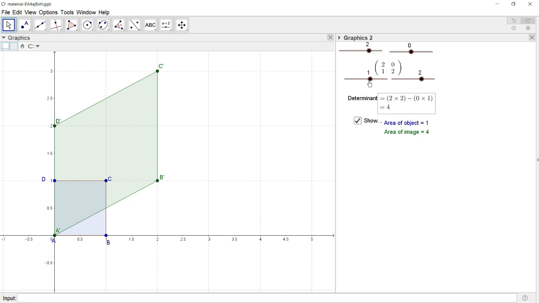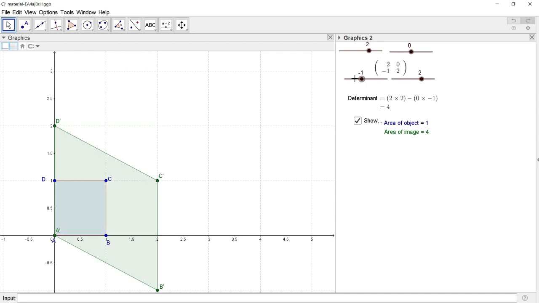Now make it 2. In this case, the figure is stretched further. Now let us change the value of a21 to -1. Now the image is skewed in another direction, but the area is still 4 square units and the value of the determinant is again 4. Now let us change a12.